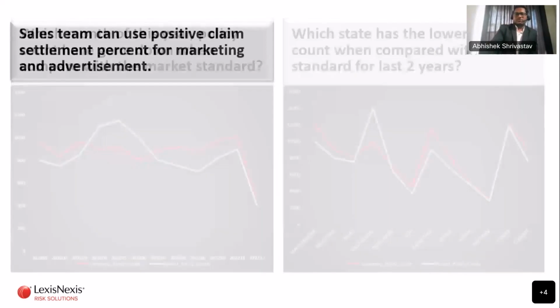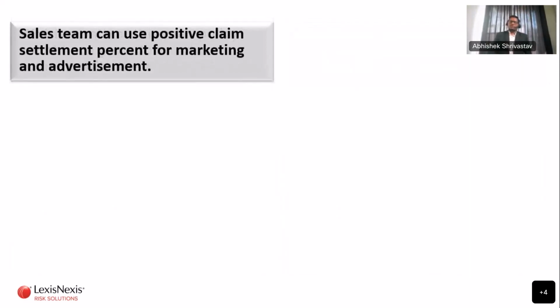Now, in the same way, if we take the claims into equation, even the business or the sales team can use the positive insights as well. So if you take the same claim data as an example, they can show their new customers that we have the highest claim settle percentage. That's a method even the sales team uses.